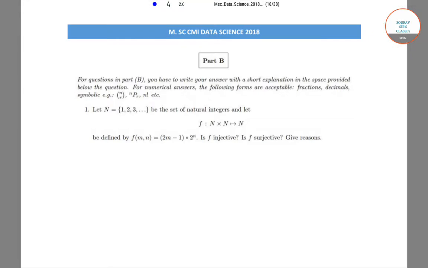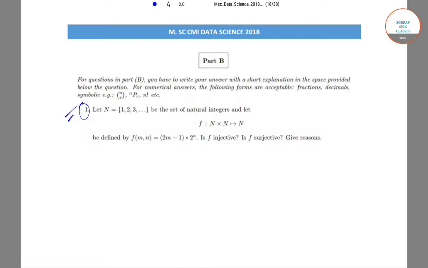Hello students, today we'll be solving question number 1 from part B of the MSc CMI data science question paper for the year 2018. So these are basically subjective type of questions, or we can also say descriptive types of questions. These are the questions that we'll be trying to solve one after another in the various series of videos that we'll be taking up in this regard. So today we'll be starting off with question number 1.